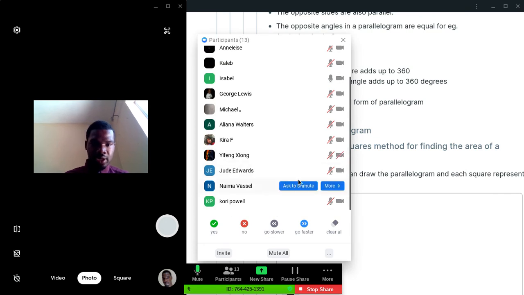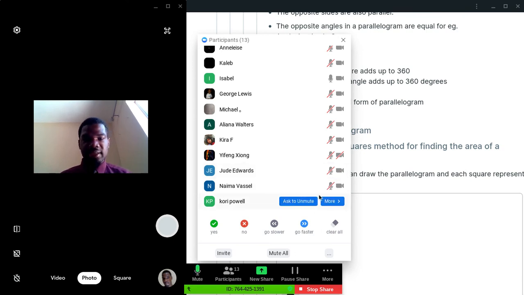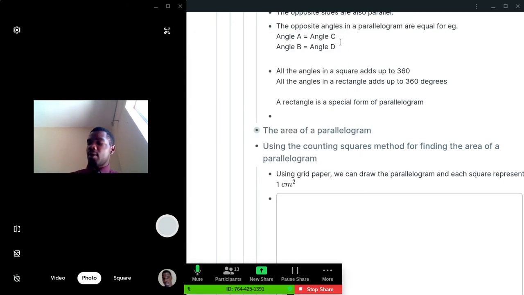Jude? Yeah, can you hear me? See, I do these tests every single day, guys. You have to make sure you're online and paying attention. Jude, can you hear me? Oh, okay. So how many squares in the second diagram are completely covered on the inside of the parallelogram? Jude? Yes, do you see it?